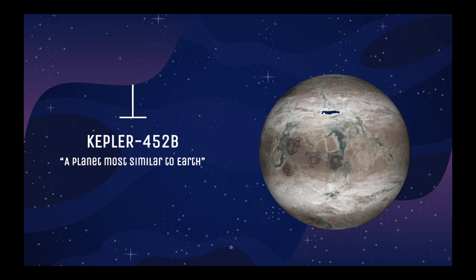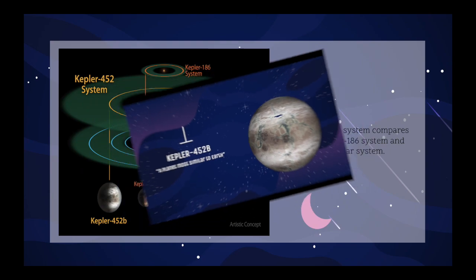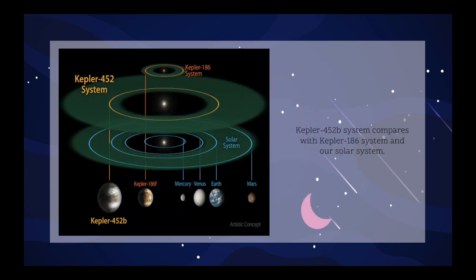Now, let me introduce you to the planet that is most similar to the Earth, the planet named Kepler 452b. In this slide, we have the comparison between the solar system of Kepler 452b, Kepler 186, and our solar system. This could be the reason why the planet Kepler 452b is the most similar to the Earth. In the picture, the topmost system is Kepler 186. In the middle is the Kepler 452 system, and below is our solar system.